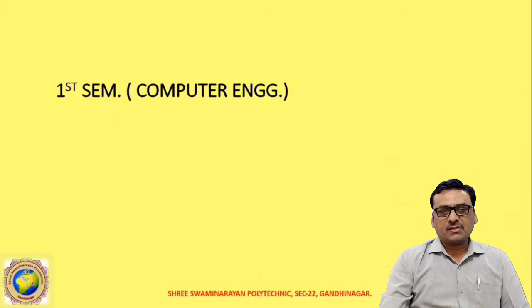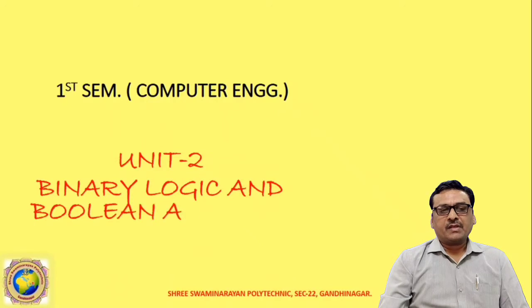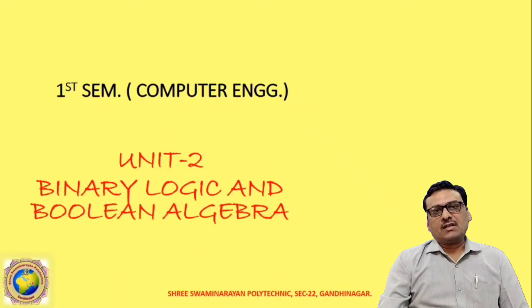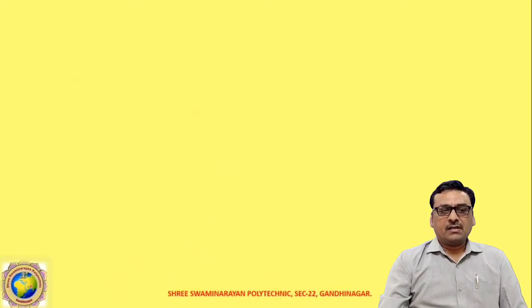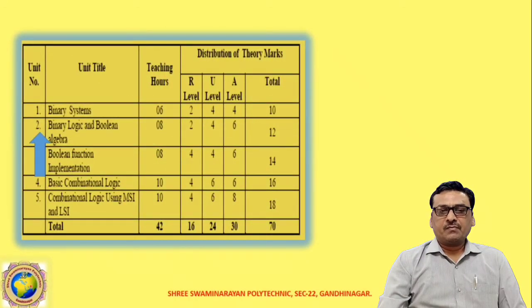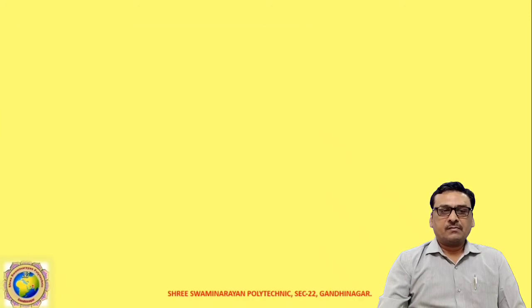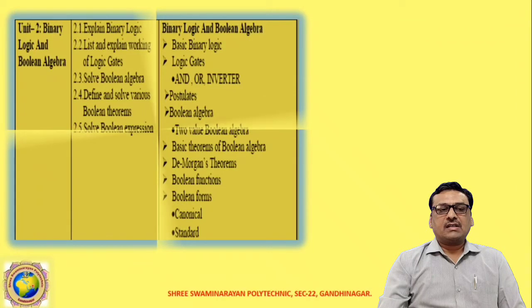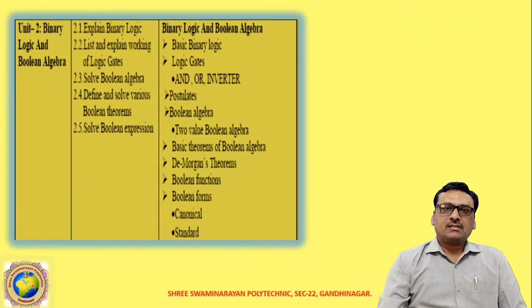Now, Unit 2 is called Binary Logic and Boolean Algebra. In our GTU syllabus, we start chapter number 2, Binary Logic and Boolean Algebra. Its teaching hours are 8 and its total marks are 12. Dear students, in this chapter we have different topics of binary logic and Boolean algebra. We start with the logic gates.